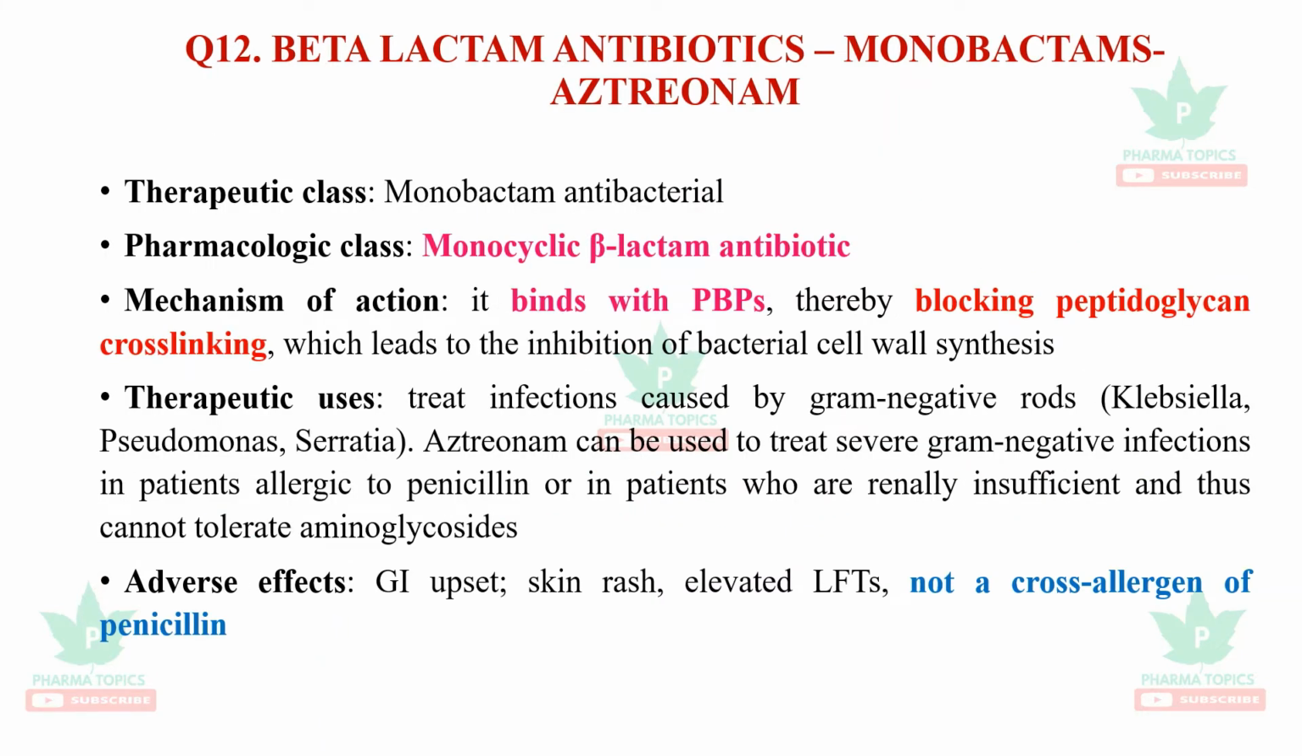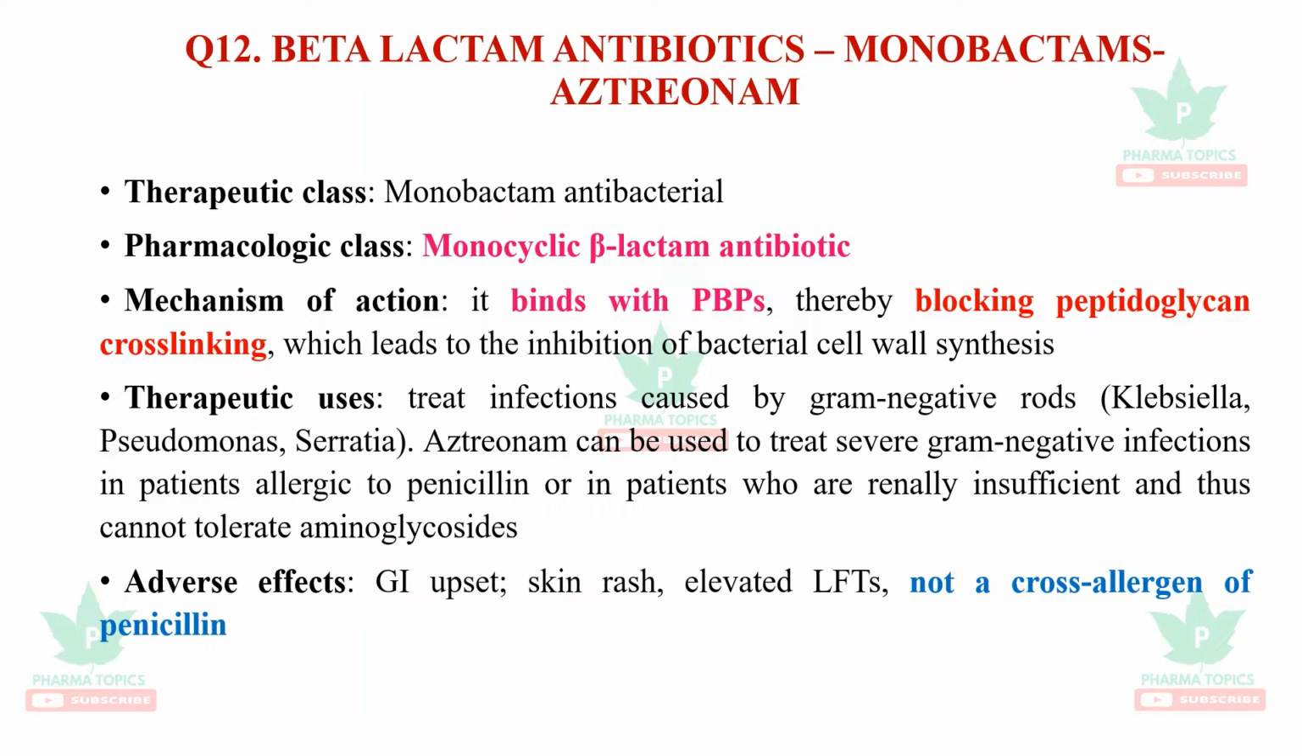Next is a short note on AZTREONAM. It's a beta-lactam antibiotic. It's a monobactam. It's a monocyclic beta-lactam antibiotic. It binds with the penicillin binding proteins and thereby blocks peptidoglycan cross-linking and inhibits bacterial cell wall synthesis. It's used to treat infections caused by gram-negative rods such as Klebsiella, Pseudomonas, and Serratia.